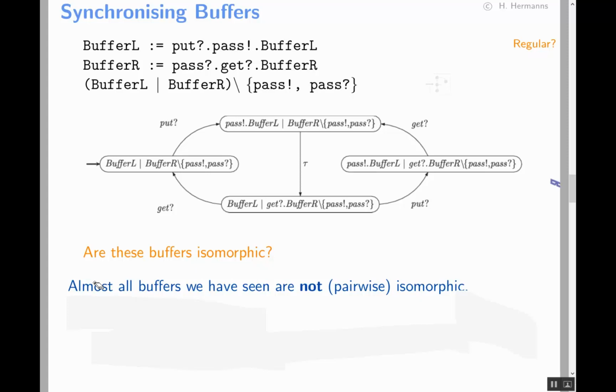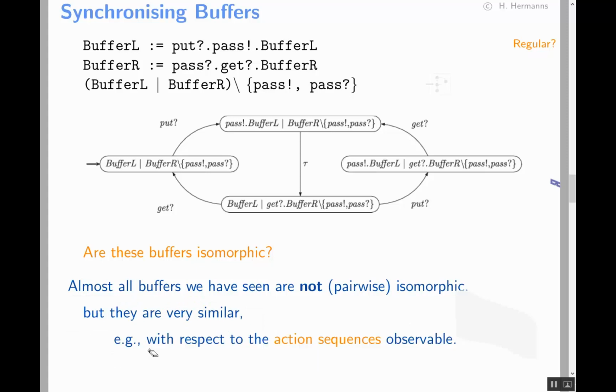So this seems to say that isomorphism is a bit too strict, basically, right? This is one thing. Now, they are, as I said, similar. For instance, if you look at the action sequences that we will call traces in a while, they look very much alike. But remember, we have only seen example traces, right?